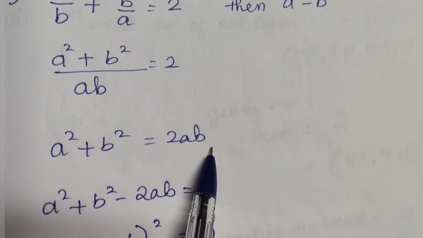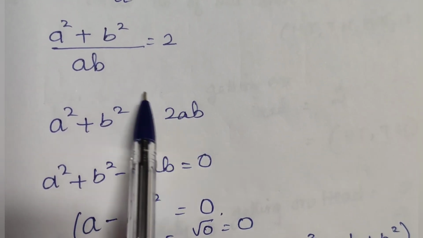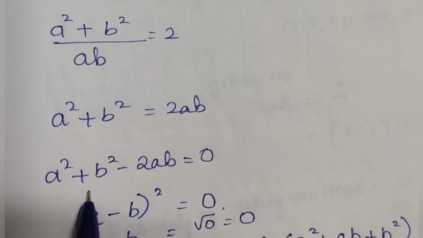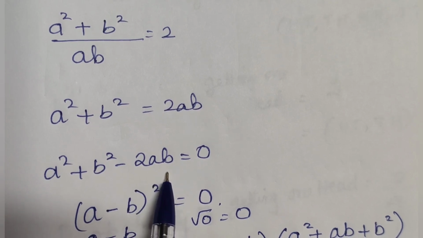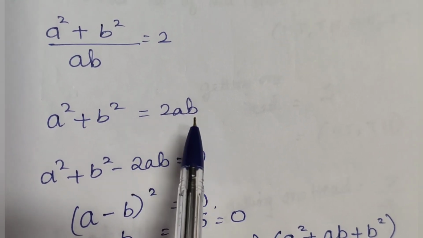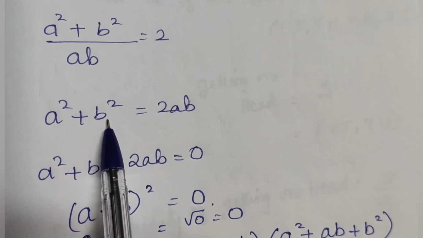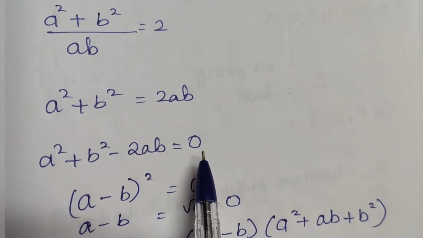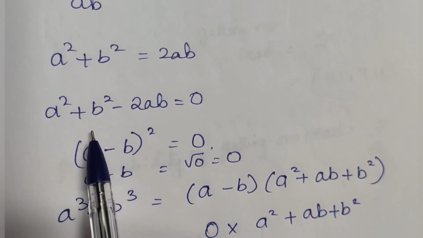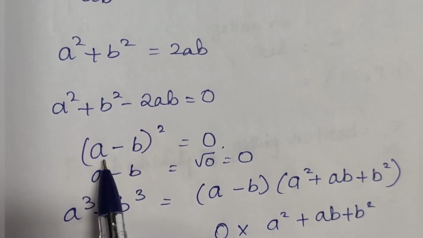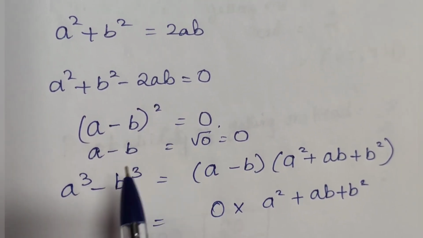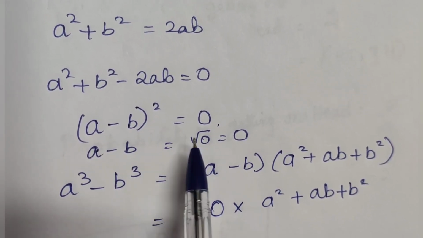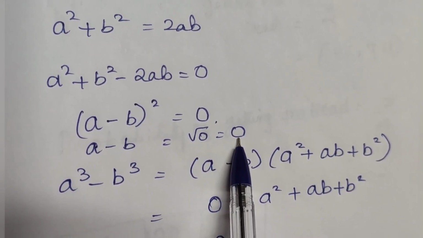When I transpose 2AB to this side, it will become A square plus B square minus 2AB. This is an identity. The identity is equal to 0. A square plus B square minus 2AB equal to A minus B the whole square, equal to 0. So A minus B is the root of 0, which is 0.